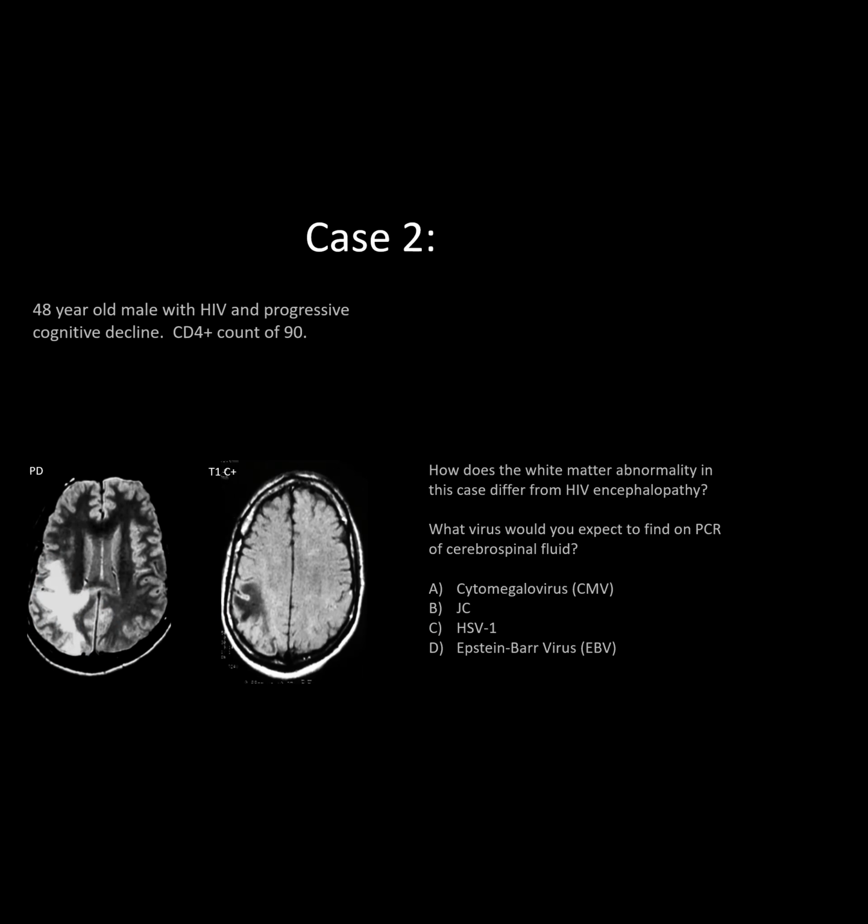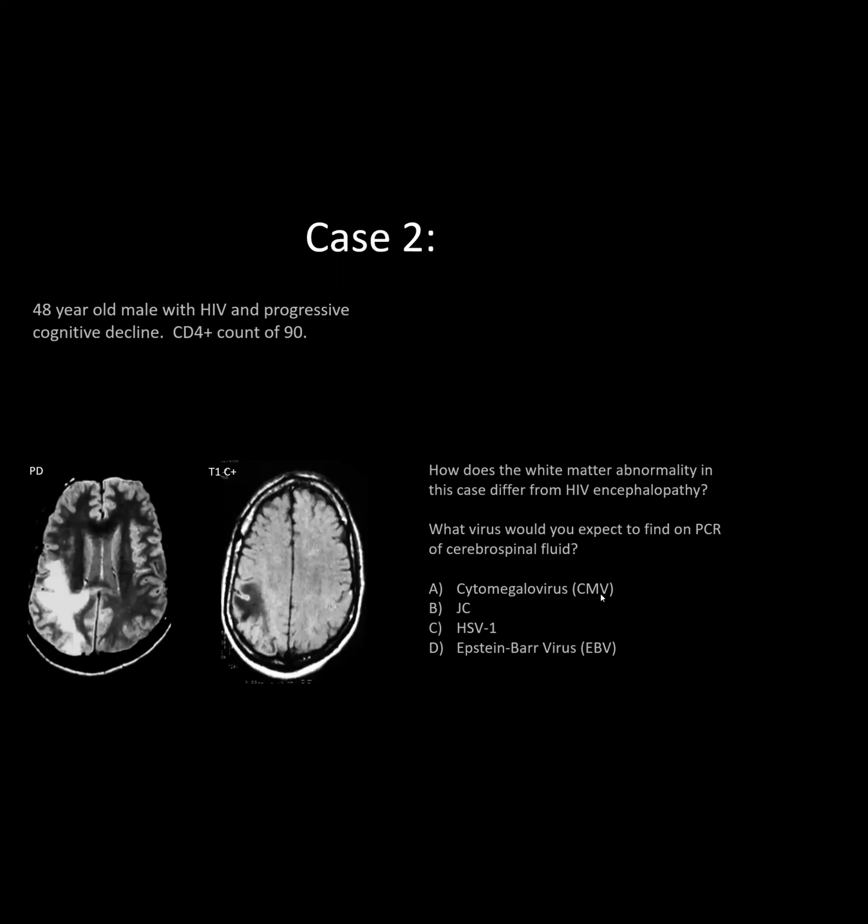So I think obviously it's not HSV. I'm not sure, but I think it can be JC virus. Right. If it was symmetric and periventricular, then I would think of HIV encephalopathy. If it's really asymmetric, involving subcortical U fibers and also may go into the corpus callosum, then I would think more of PML, which is caused by the JC virus. CMV I'll talk about a little bit later.